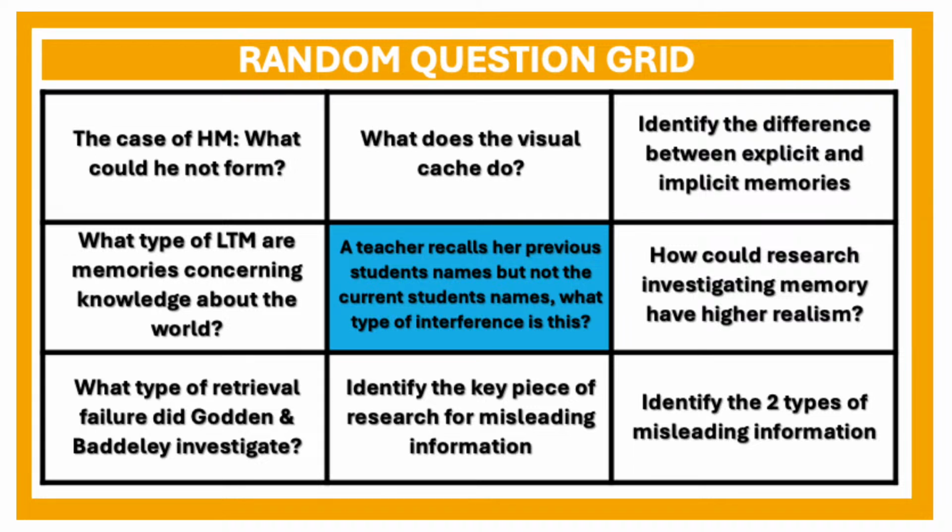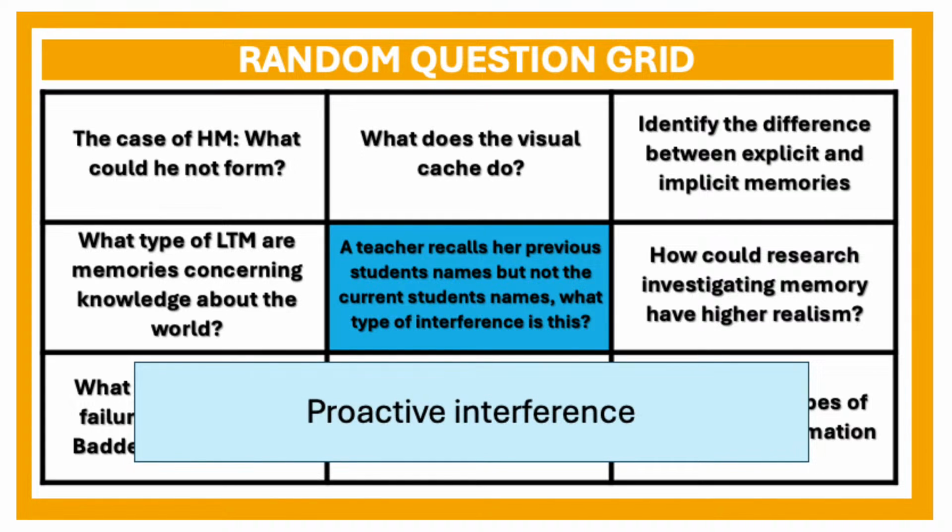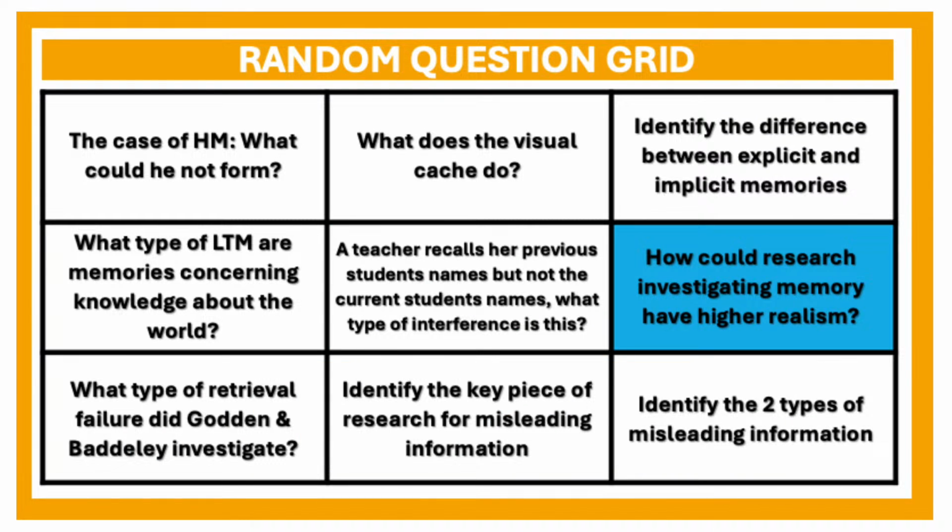Remember what I said, retroactive means old memories affected. So what is this one? Most of you have got it correct, which is great to see. The correct answer is proactive, yeah? So it's the new memory here that's being affected. Well done. All right, how could research investigating memory have higher realism?